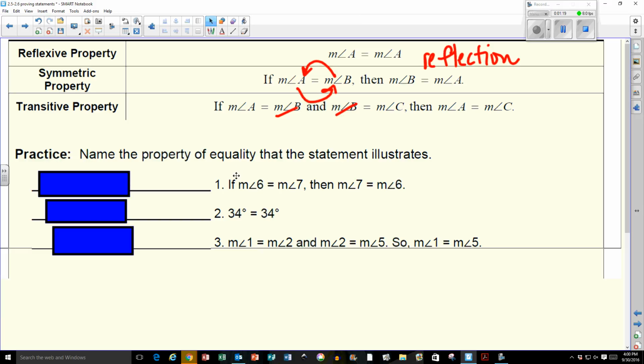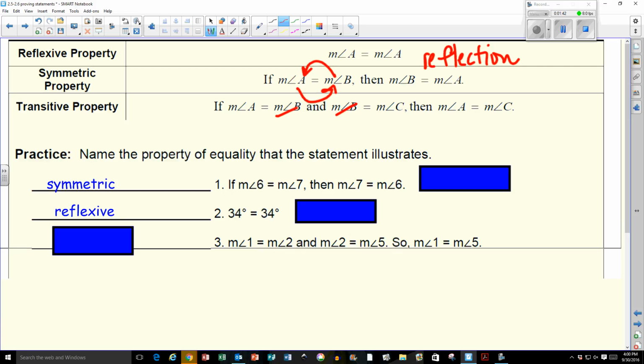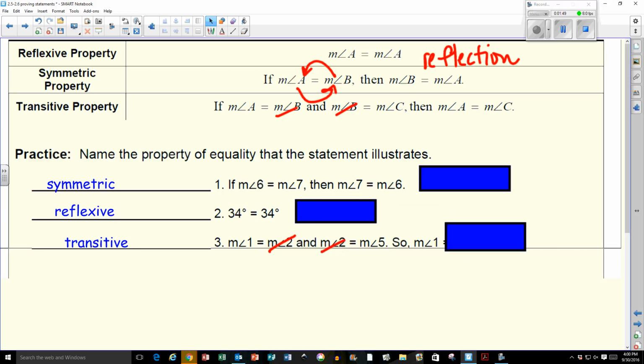All right, so if the measure of angle 6 equals the measure of angle 7, then the measure of angle 7 equals the measure of angle 6. That is symmetric. If 34 degrees is equal to 34 degrees, that is reflexive. And if the measure of angle 1 equals the measure of angle 2, and the measure of angle 2 equals the measure of angle 5, well, since angle 2 is equal to 1 and 5, then they are congruent to each other by transitive.